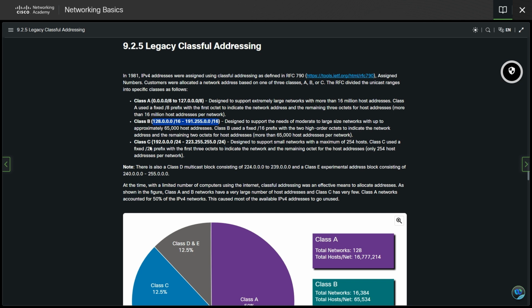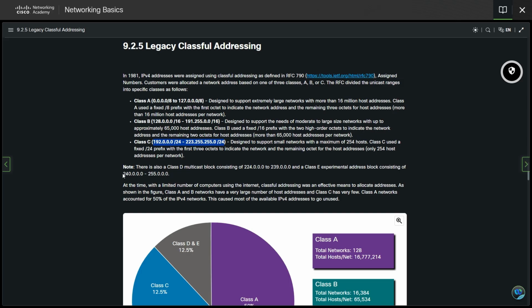And the last, Class C, with these addresses designed to support a small network with a maximum of 254 hosts. Class C uses a fixed /24 prefix, with the first three octets indicating the network and the remaining octet for the host addresses. Only 254 host addresses per network. Note: there is also a Class D multicast block and a Class E experimental address block.